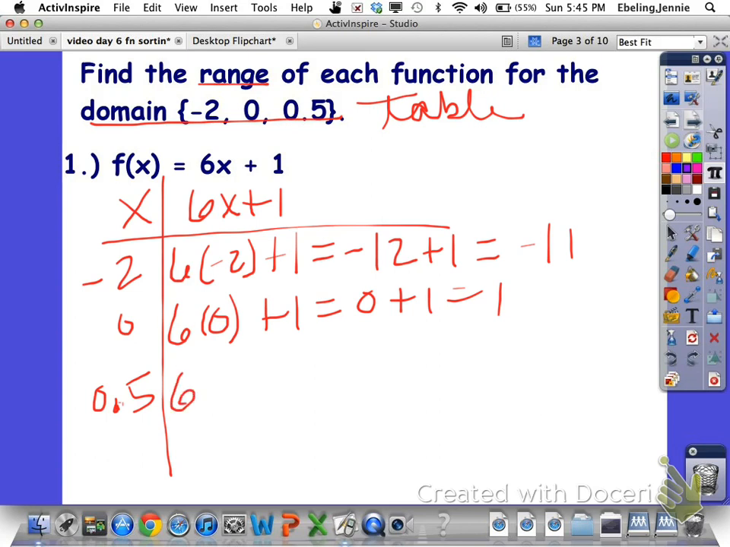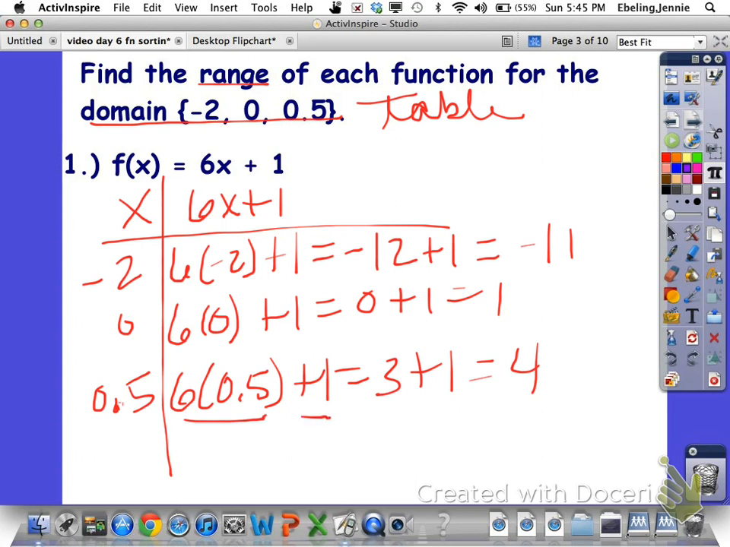I have 6 times 0.5 plus 1. Well, a half of 6 is 3. 3 plus 1 is 4. Remember, when we evaluate, we follow the order of operations. Multiplication comes before addition. That's why I do this multiplication, then that addition. So instead of find the range, I can say my range is -11, 1, and 4 for my answer.